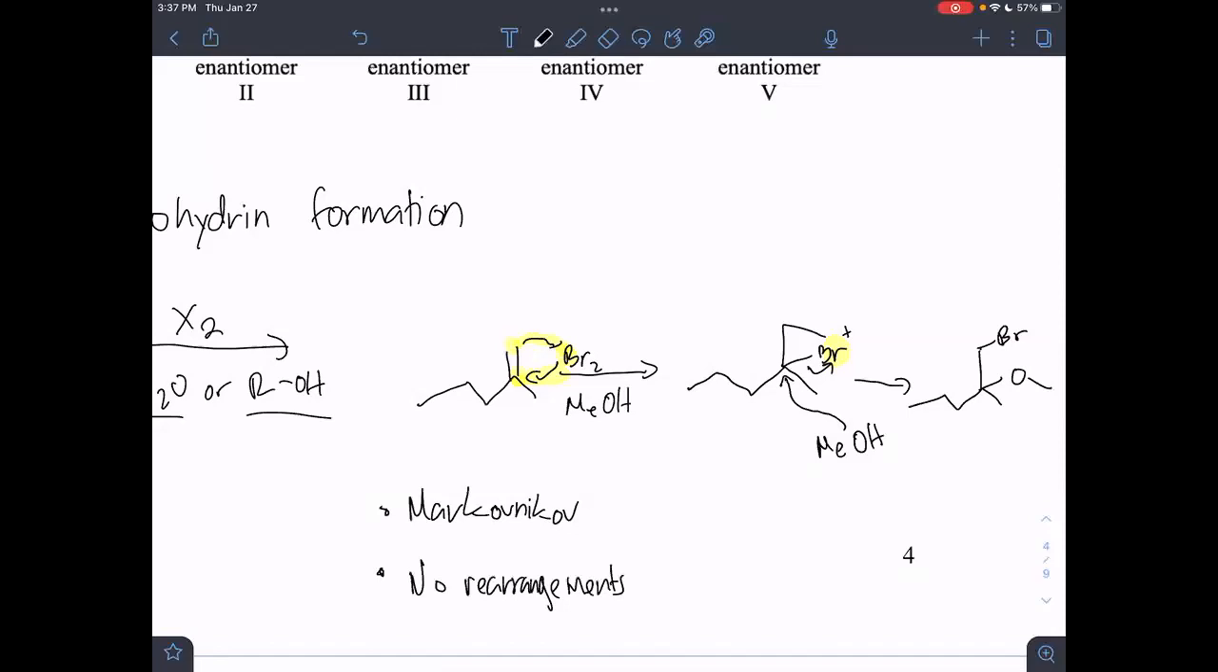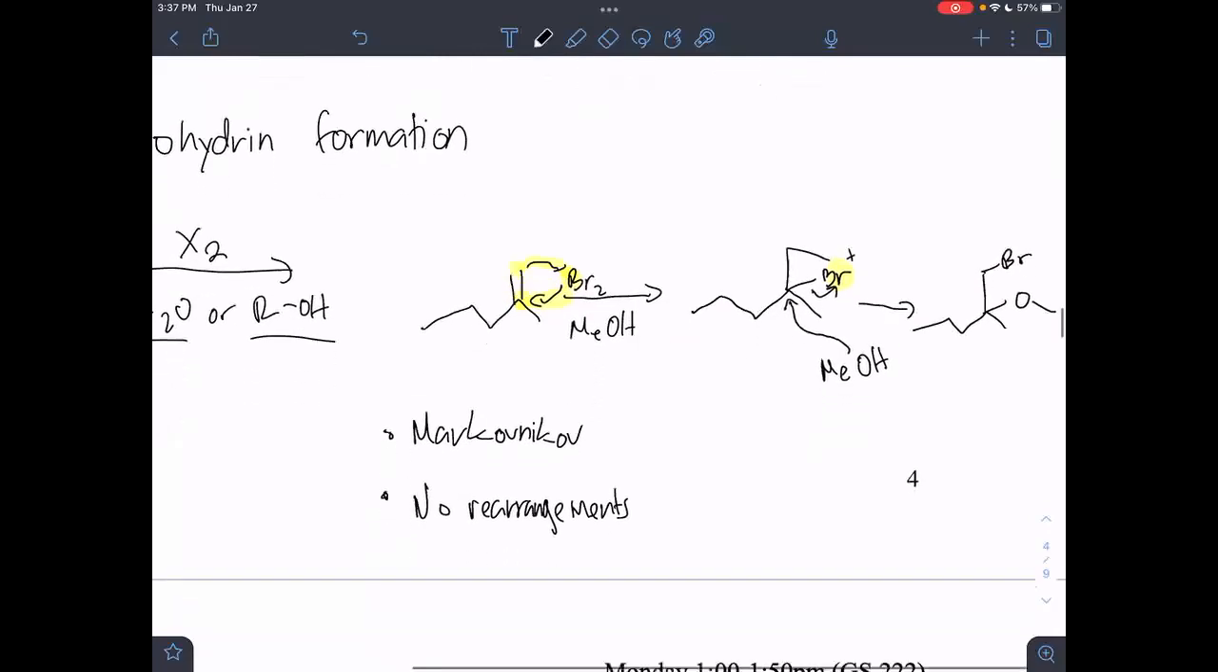Okay, and there's one more reaction that he did that I'm gonna have to run through really quickly as well. That was halohydrin formation. There's one that's very similar. It's hydrohalogenation, except in hydrohalogenation, well, you'll see when I draw it.